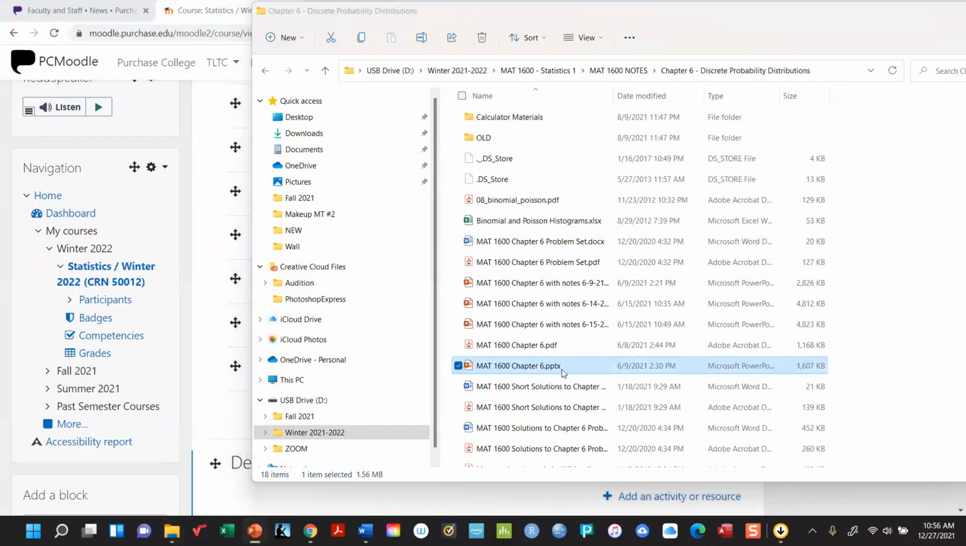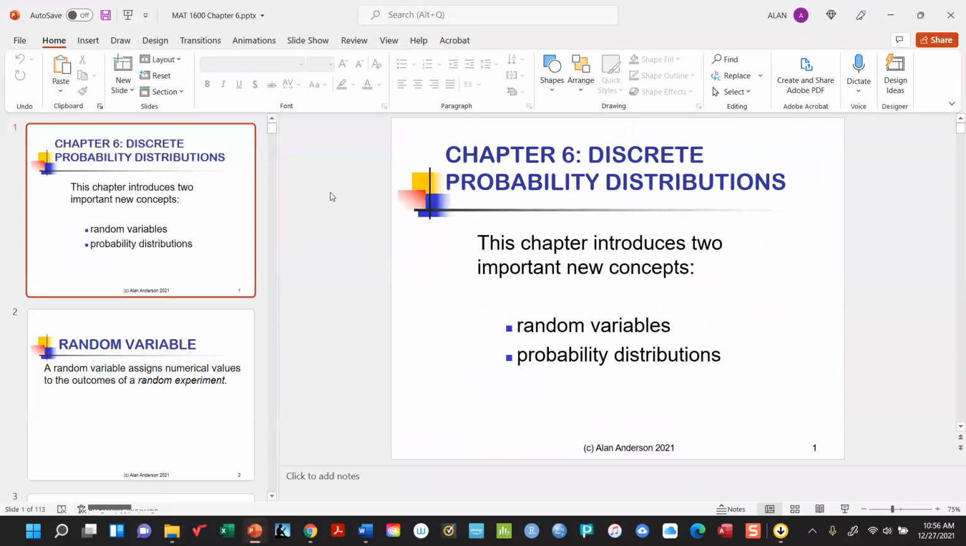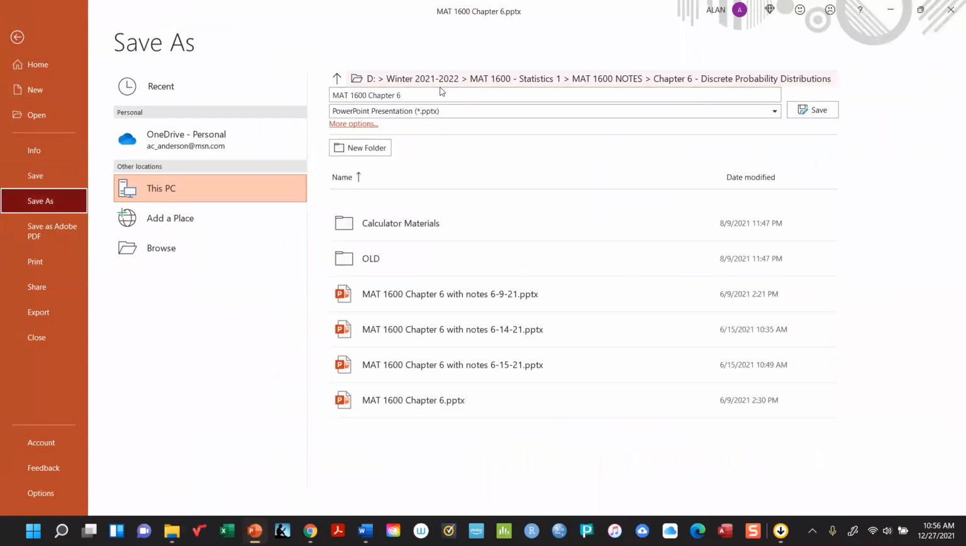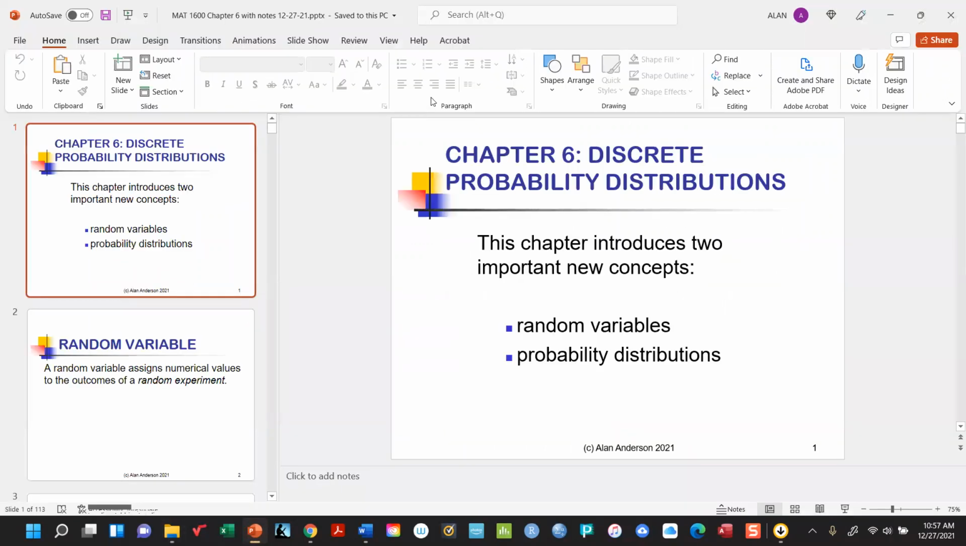Now, chapter 6 is a very interesting chapter. We're going to introduce some of the most important concepts that we're going to see in this class. And in fact, these concepts will show up over and over and over again throughout the course. Some topics are obviously more important than others, and this is one of the really, really important ones. We're introducing two new ideas. We have the concept of the random variable and the probability distribution, which are directly based on the random experiments that we've been performing.